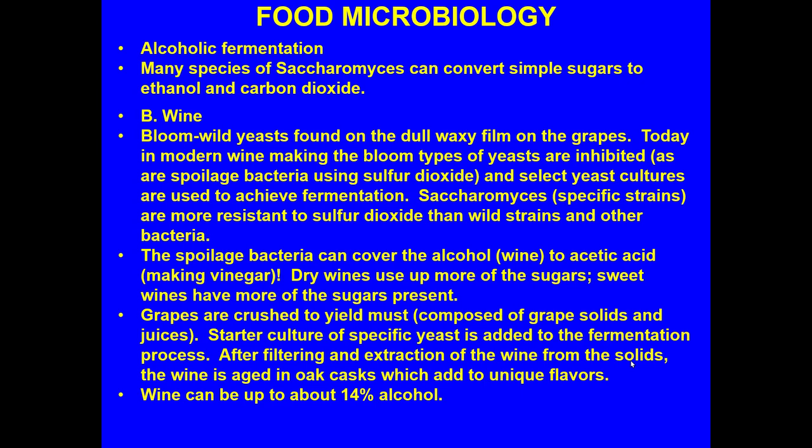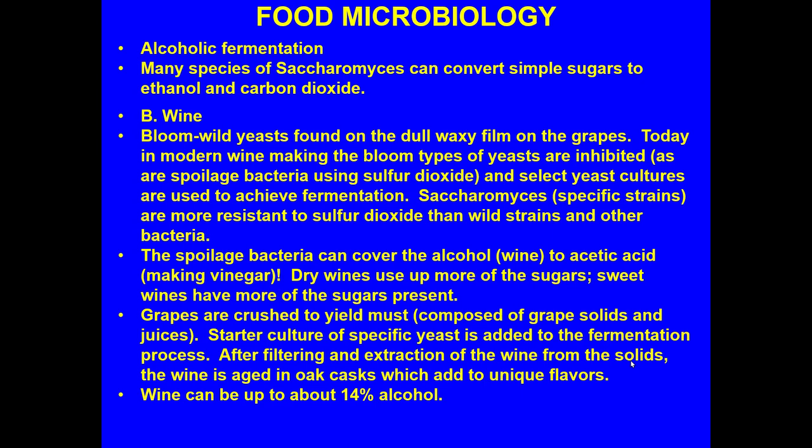And as I've said, a lot of this depends on Saccharomyces, which can convert simple sugars to ethanol and carbon dioxide for alcohol fermentation. It's interesting to note that prior to a lot of our sophistication, in the early millennium between 0 to about 1,000, how did they make wine? There are wild yeasts that are found on the dull waxy film of the grapes. They're called bloom.